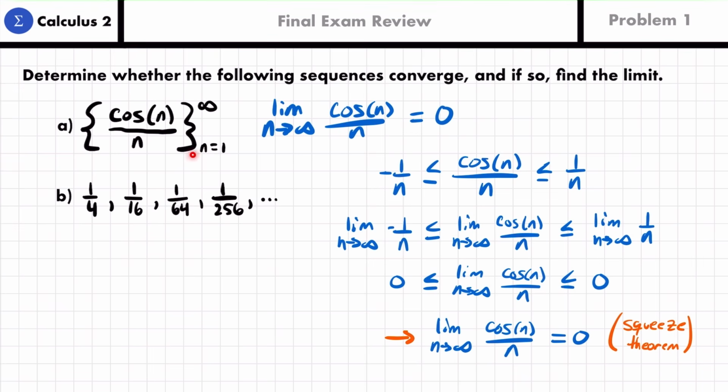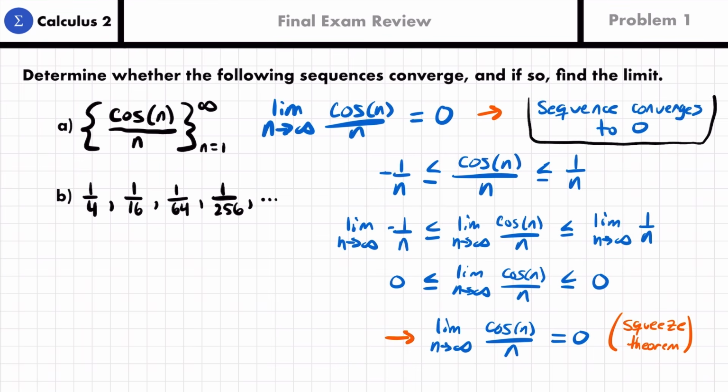All right, so as these values of n get bigger towards infinity, the value of the terms for this sequence get closer and closer to 0. Okay, so our final answer here is that the sequence converges to 0. Okay, so that is the final answer for part A.